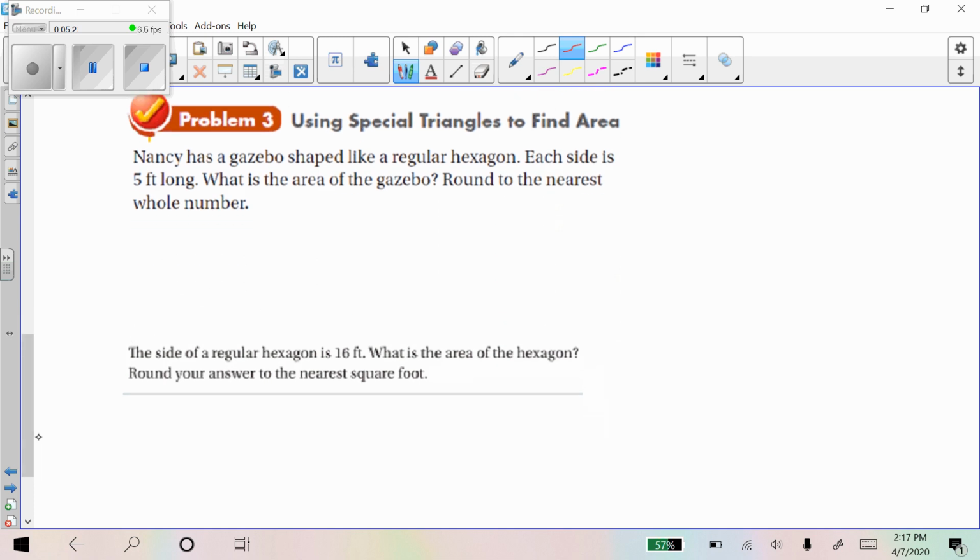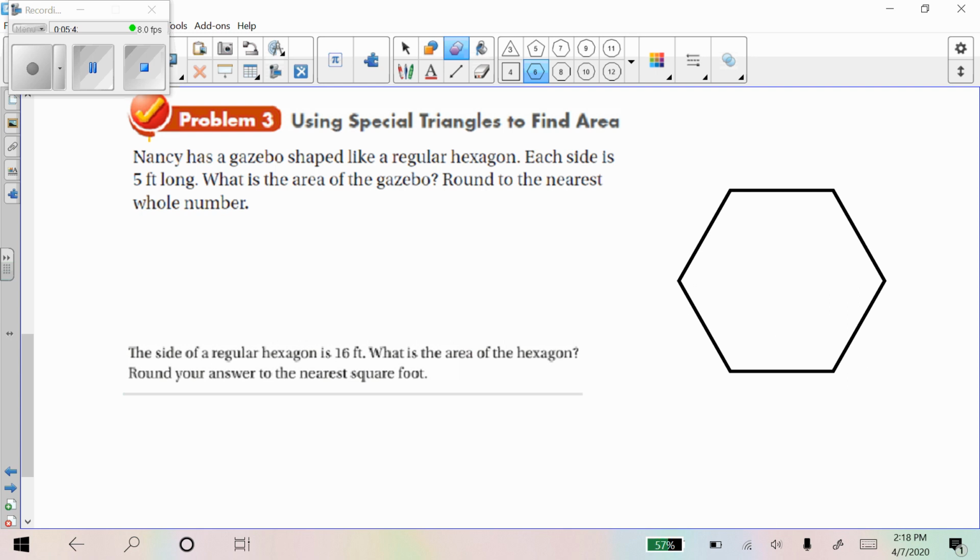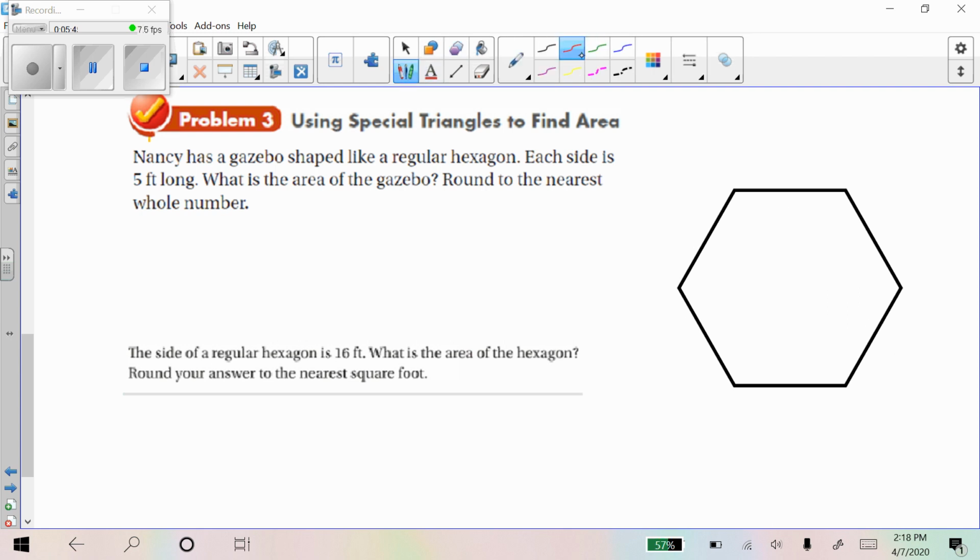Okay, in this one we're going to basically do the same thing, but we're going to use what we know about certain triangles to help us find some of those missing parts. So Nancy has a gazebo shaped like a regular hexagon. So let me get one of those up here. Regular hexagon. Okay. And so each side is 5 feet long. So I'm just going to write 5 there for that side. And we want to know what the area is. So to find the area, we're going to use our apothem formula. So I kind of need to know this height right there from the center to the bottom.